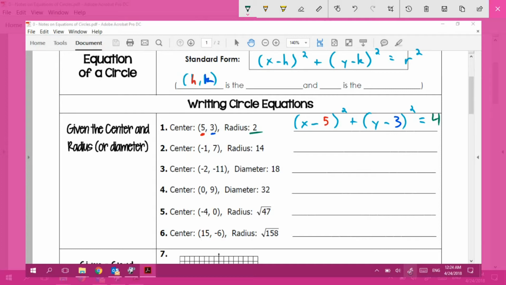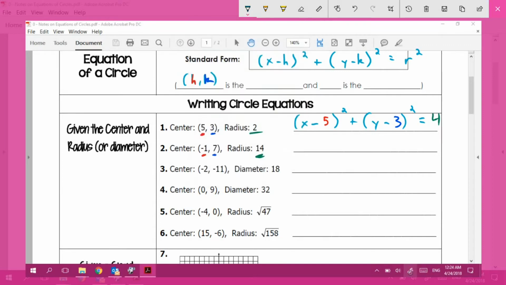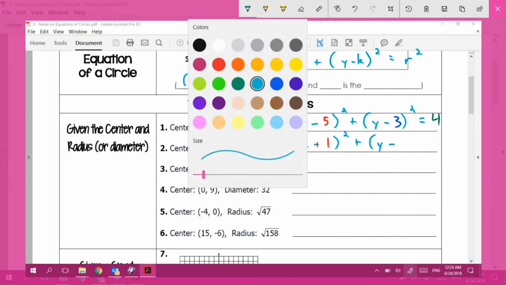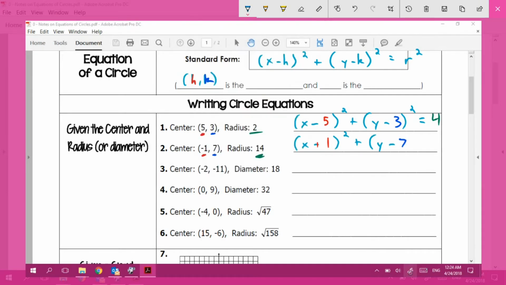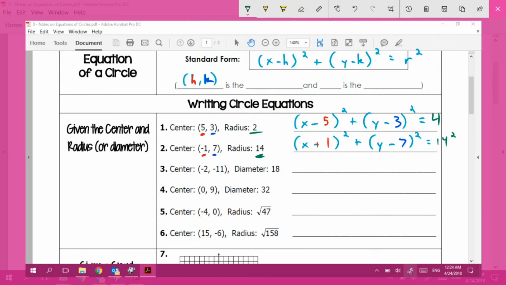Let's try another one. So the next one, we've got our center at point (-1, 7), and the radius is 14. So we're going to have x minus what? Minus -1. That's going to be plus 1. So I'm just going to put plus 1, plus y minus 7, close parentheses squared, equals the radius 14 squared. But what is 14 squared? 14 squared is 196. So let me take that away and just write 196. And that's our equation for this circle, number 2.